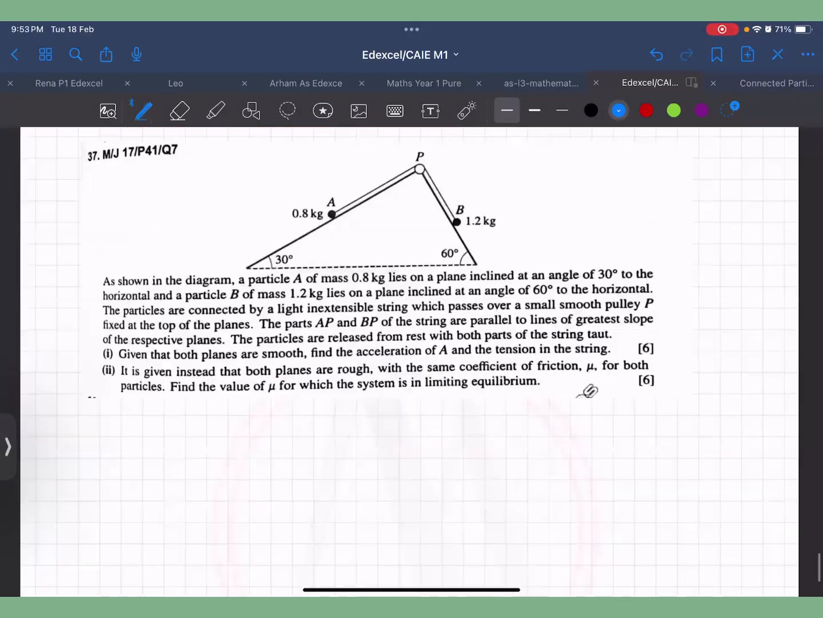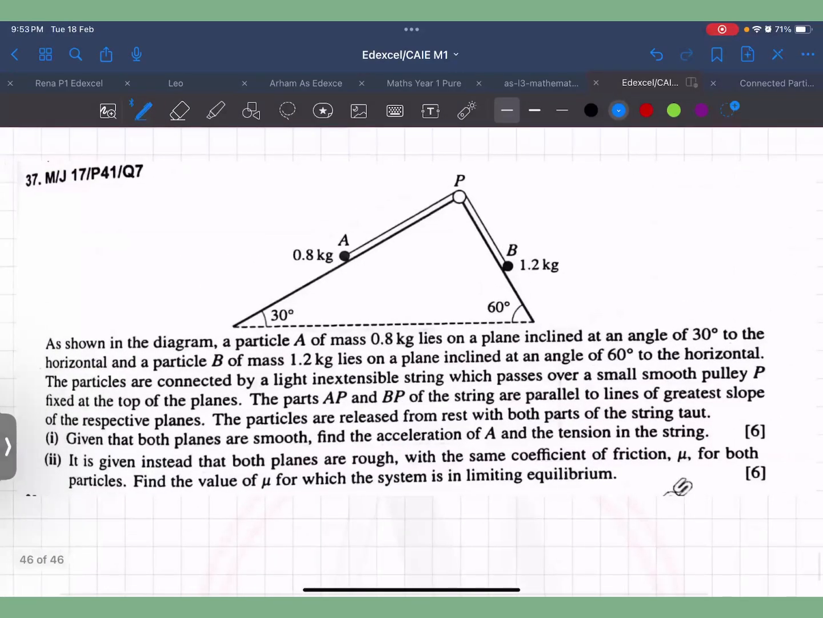The diagram shows particle A, mass is given, particle B, mass is given, inclined at angles 30 and 60, everything that they've given us. In the diagram, it's written down. In the first part, they're telling us that both planes are smooth. Find the acceleration of A and the tension in the spring.